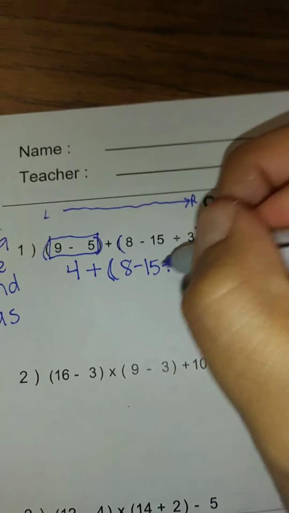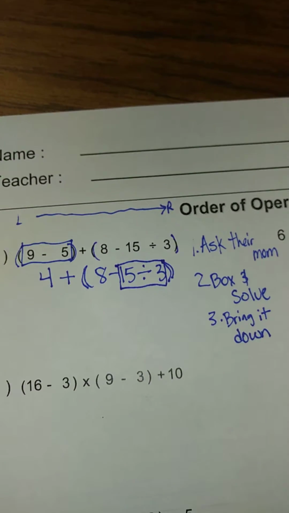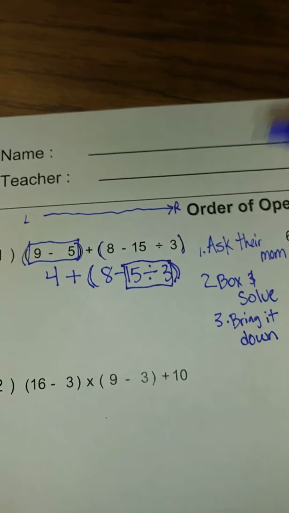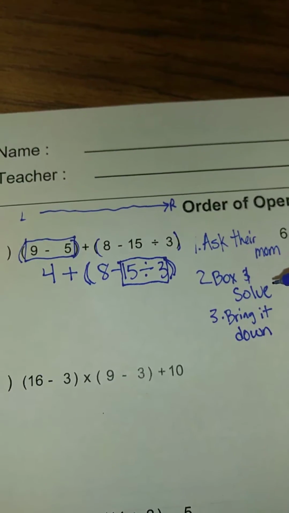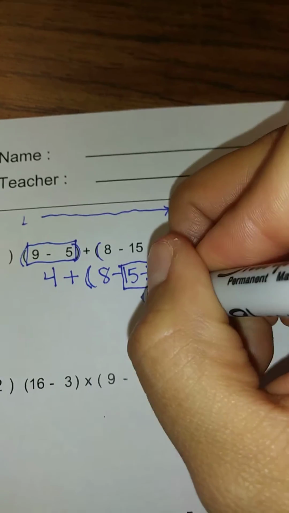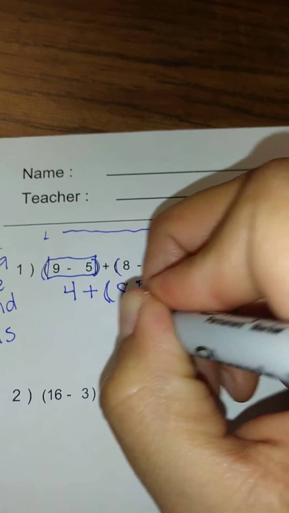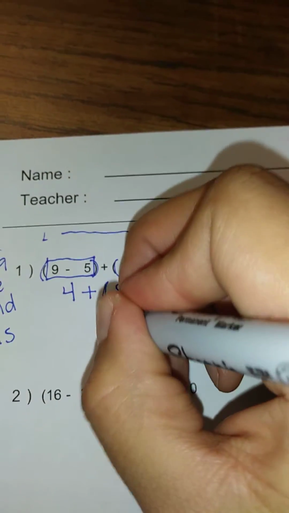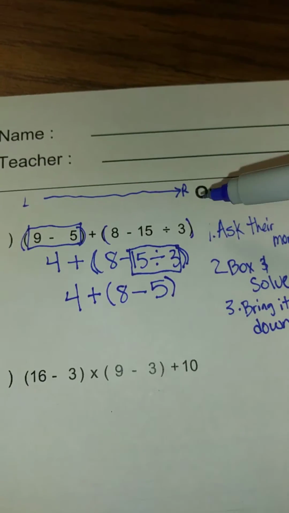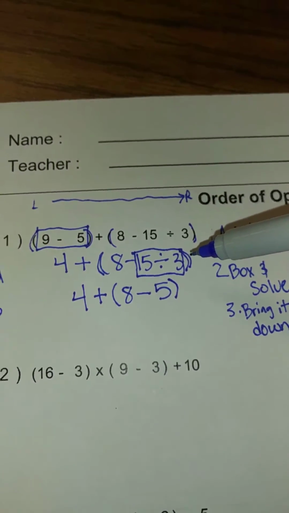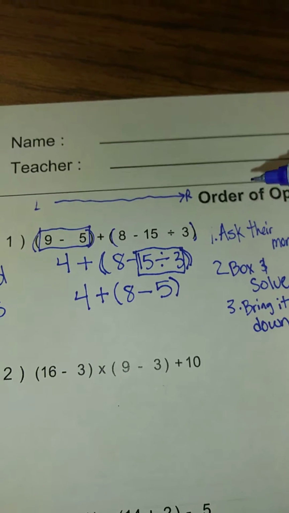So then I'm going to box 15 divided by 3 and not work 8 minus 5. 15, sorry. So 15 divided by 3, I'm going to work that out because I'm at box and solve. So box and solve, 15 divided by 3 is 5. And the next step is bring it down, so I'm going to bring everything down. Parentheses, operations, digits, everything in the same order. Now remember, if you box it, you should not bring it down. Whatever's in the box should not ever be rewritten.